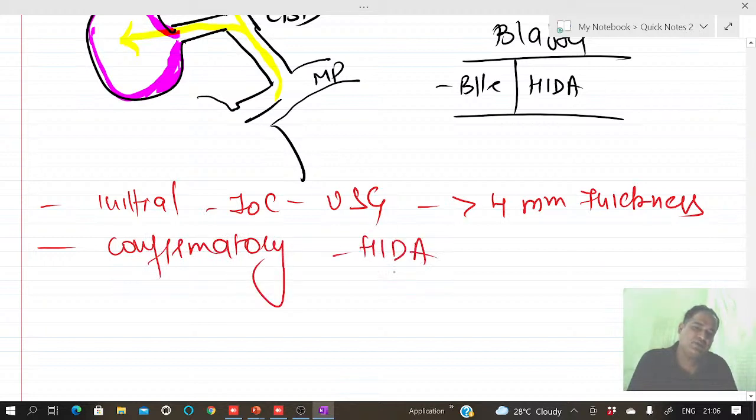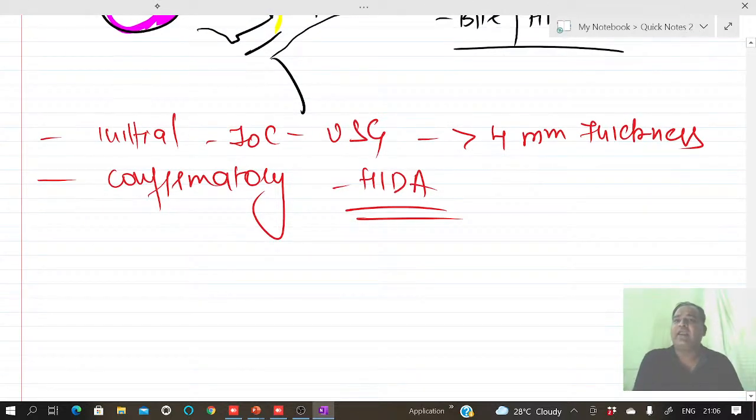Confirmatory investigation, I told you, is HIDA scan. So HIDA scan, yes, it is considered gold standard. Fine. But make no mistake, it is considered gold standard like this.